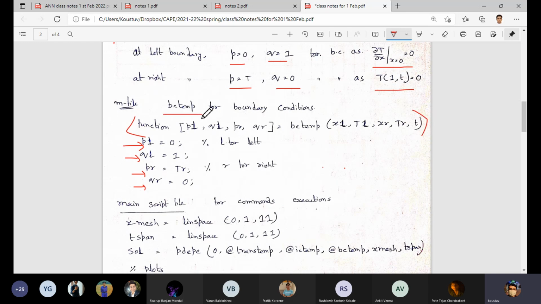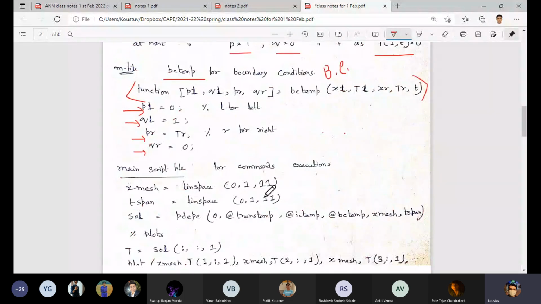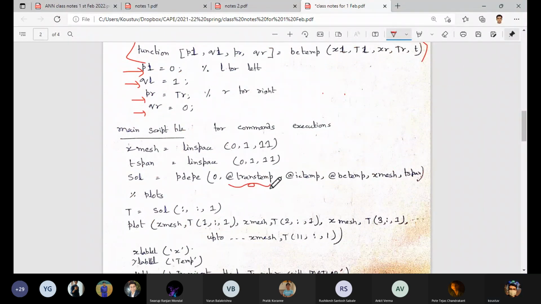So one function is for boundary condition, one for initial condition, and one for the system of equations. These three are our major inputs in the MATLAB functions or main script. Now what is left is x mesh and t span. What is x mesh? X mesh is basically all the grid points containing the spatial domain.